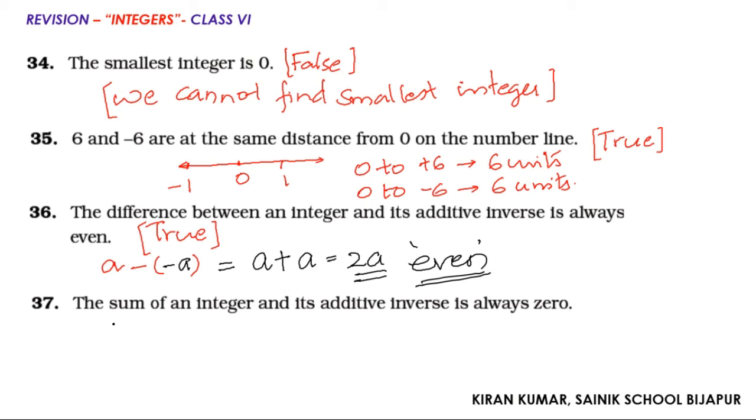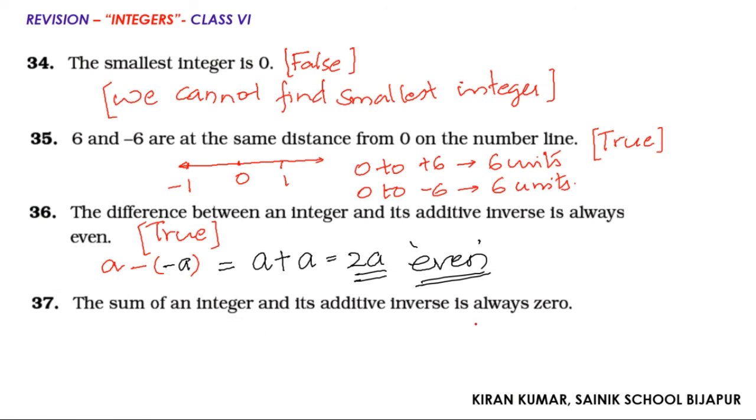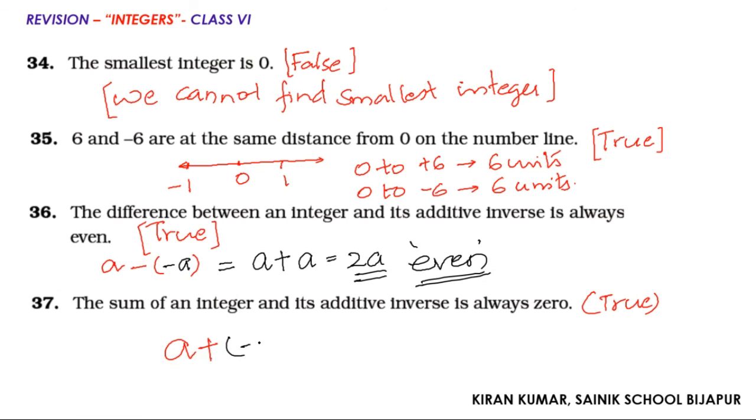37th statement. The sum of an integer and its inverse is always 0. This statement is a true statement because when I consider an integer and add that with its additive inverse, then the sum becomes 0 because a minus a is 0.